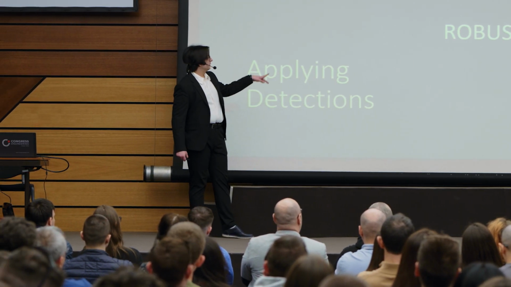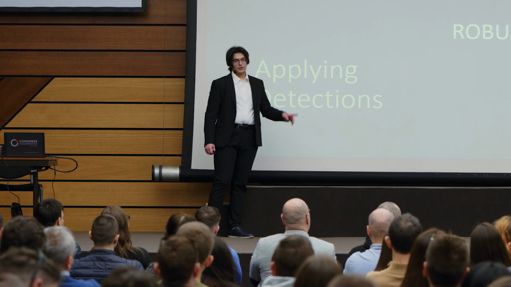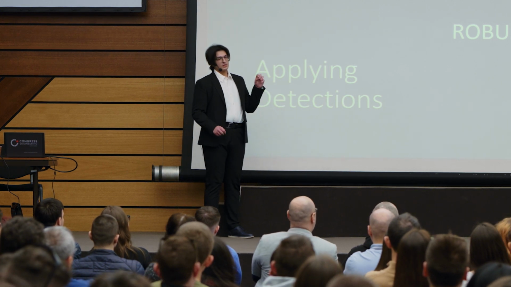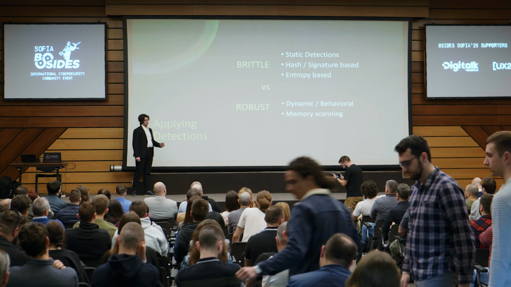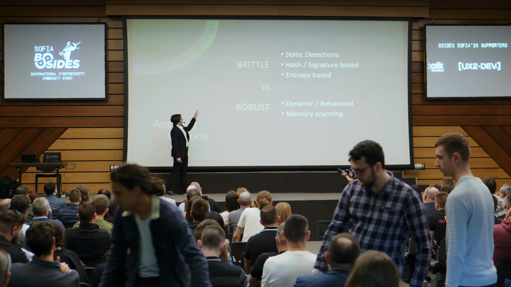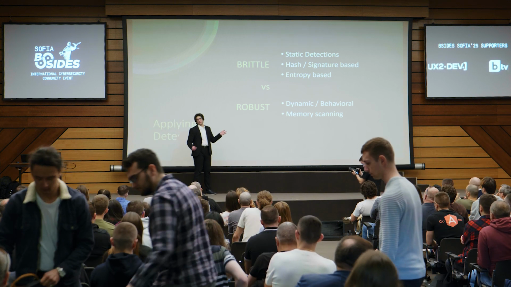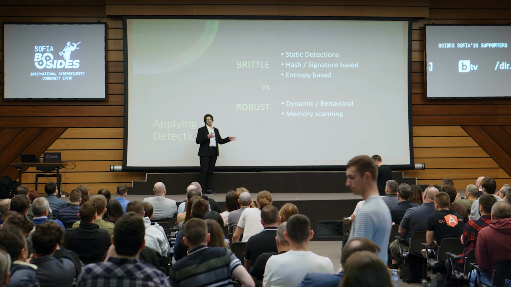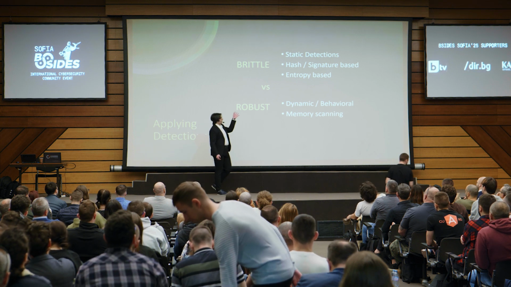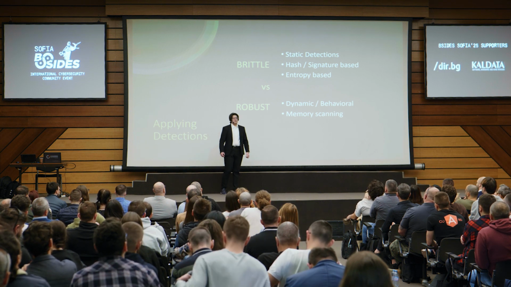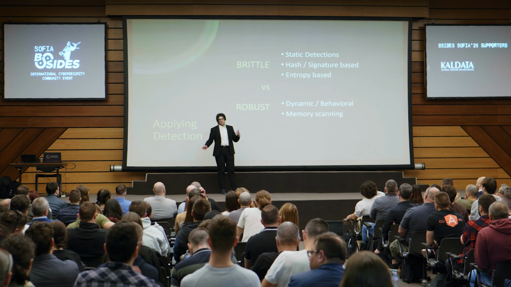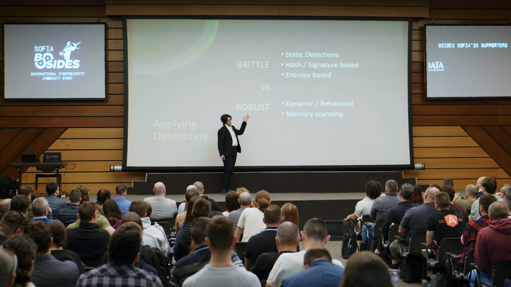Let's talk about brittle and robust detections. I think it's a very nice touch from Matt Hand's book. Brittle detections are more casual detections. They're mostly signature-based, entropy-based, and generally hash-based, something that an antivirus can also do.